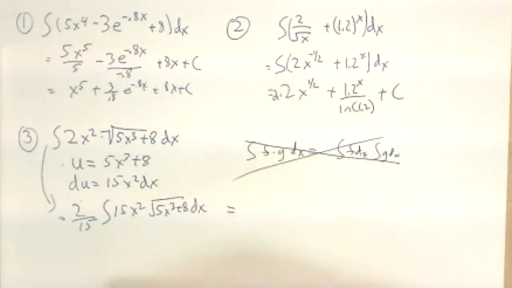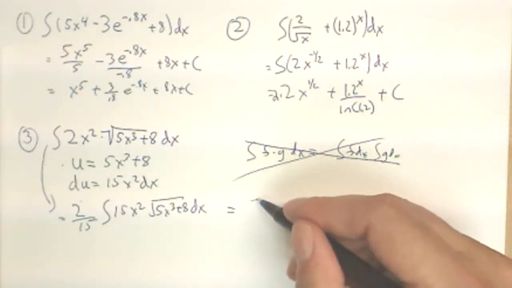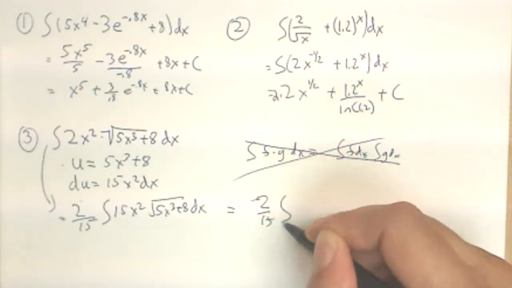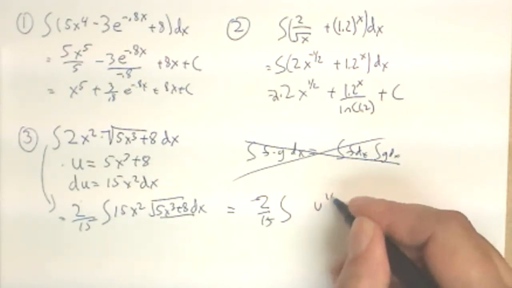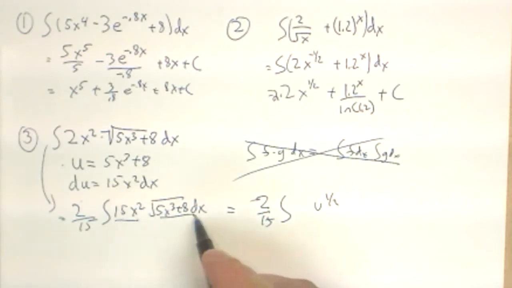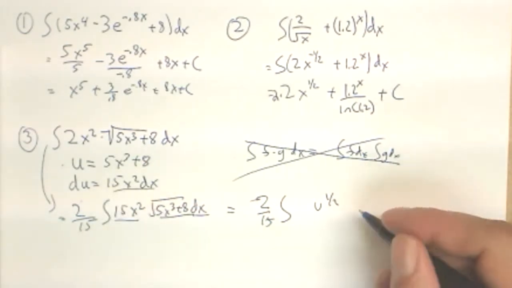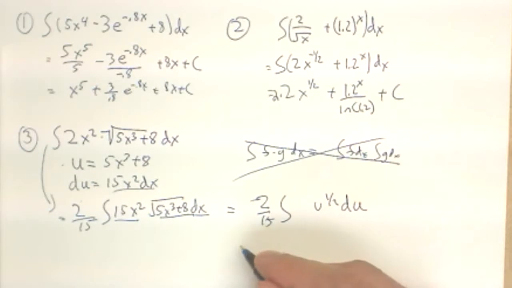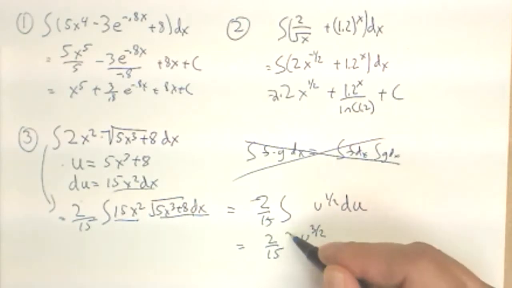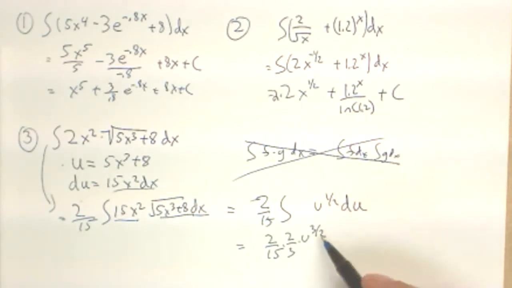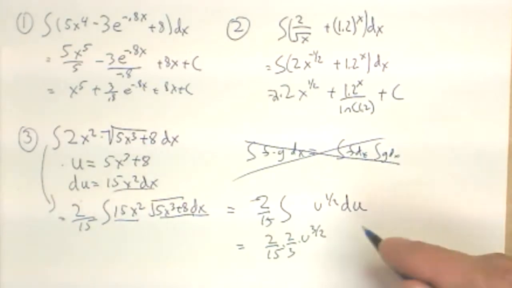I'm going to move over here due to the lack of visual space much lower. So 2 over 15 times the integral of, let's see, that is actually u. So I have u to the 1/2 power. 15x squared dx is precisely du. So I have u to the 1/2 du, and nearing an answer now very quickly. 2 over 15, add 1, u to the 3/2, divide by 3/2, which is the same as multiplying by 2/3. So the rule is u to the n plus 1 over n plus 1. N plus 1 is 3/2. We multiply by the reciprocal in order to do that.